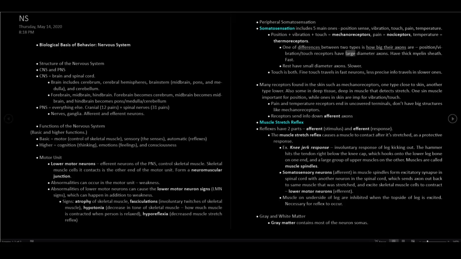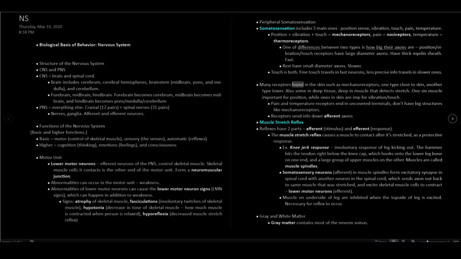Position/vibration/touch receptors have large diameter axons. Have thick myelin sheath. Fast. Rest have small diameter axons. Slower. Touch is both. Fine touch travels in fast neurons, less precise info travels in slower ones.